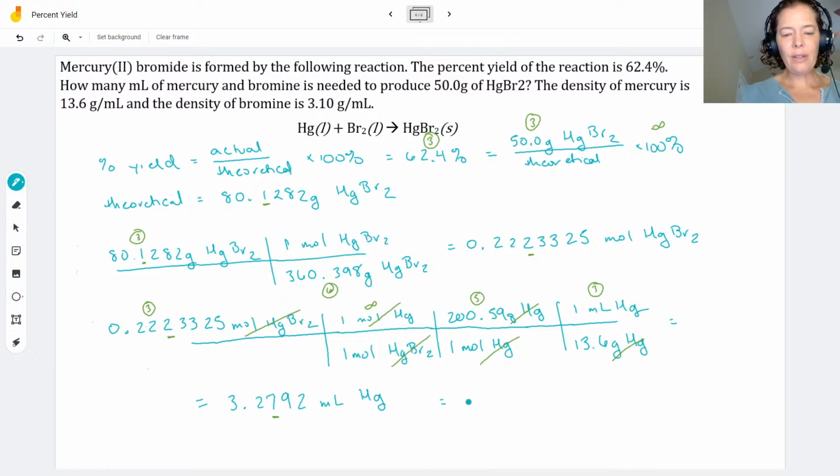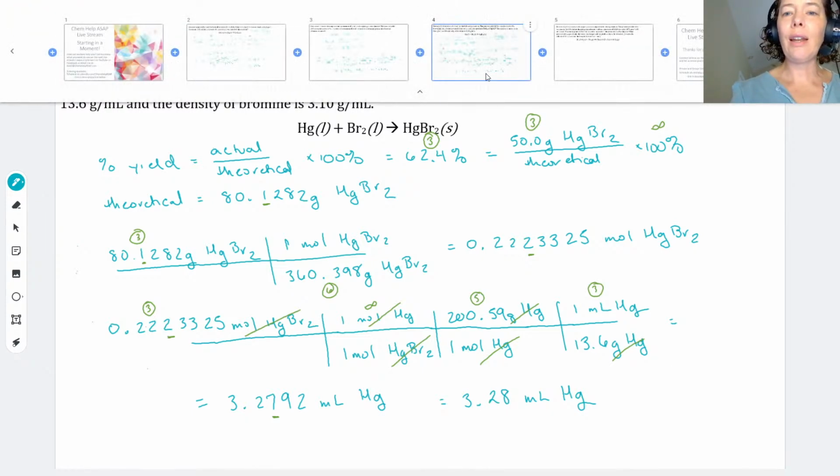So my final answer with the correct number of sig figs, 28 milliliters of mercury. Okay, great. So that's mercury, but we also have to do bromine. The good news is we're going to do bromine in the exact same way. We're just going to have different numbers in for bromine because it has a different molar mass and it also has a different density. I need to give myself another page here.